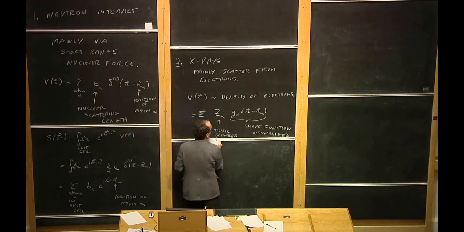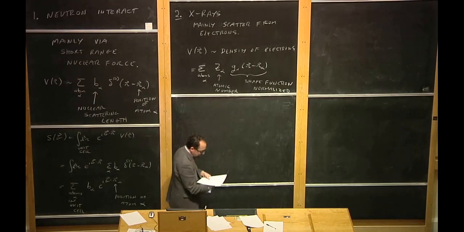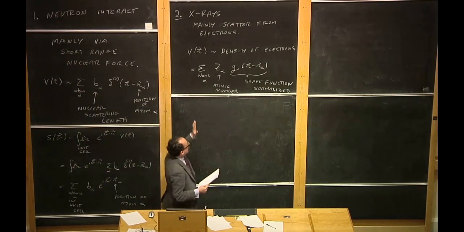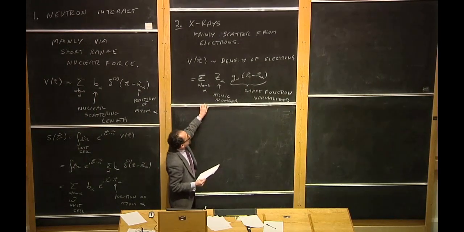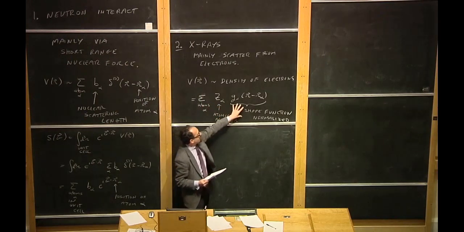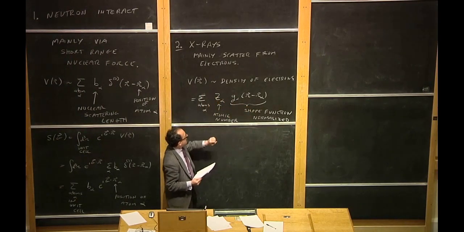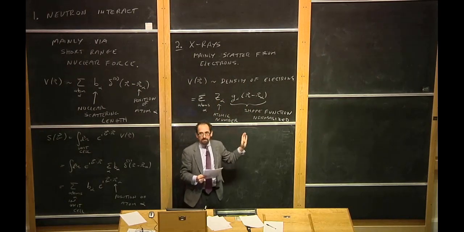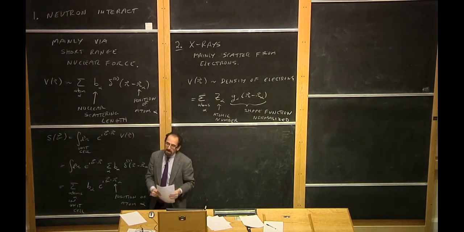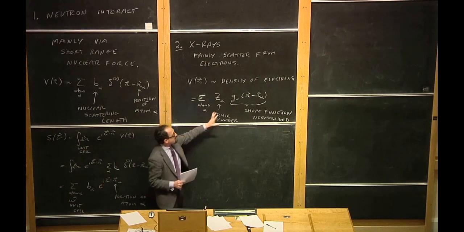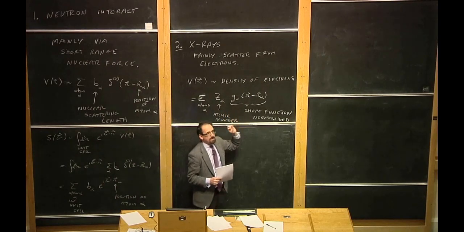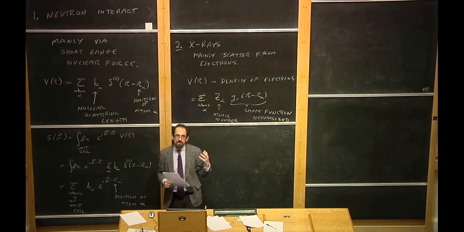So think of it as a sort of a fat delta function. Now I should say, however, that this form where we're summing up over the shapes of all these different atoms times the number of electrons in each atom is a little bit approximate. The reason is that there's a hidden assumption here that the shape of the atom is independent of its environment.